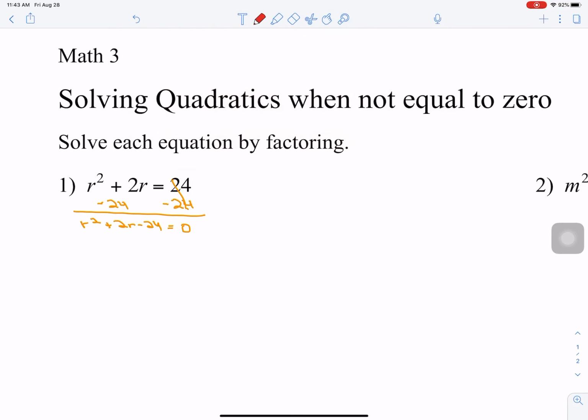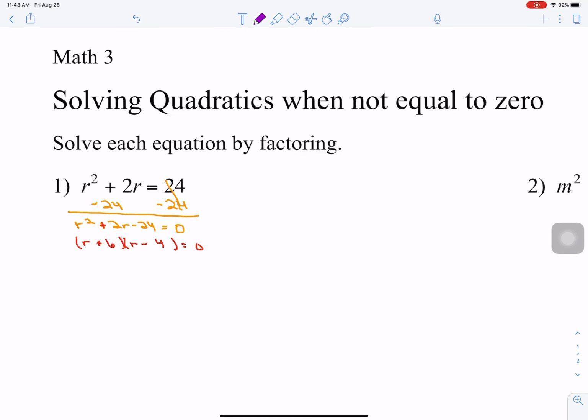We want to think of factors of negative 24 that will add up to a positive 2. So first thing we're going to do is split up our r values. Second thing we're going to do is think of our factors of 24. In this case, we're going to be using 6 and 4. And in order for us to get a positive 2, it must be a positive 6 and a negative 4. But remember, it's not just factoring. We actually need to do some solving.